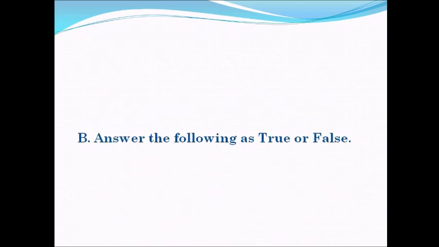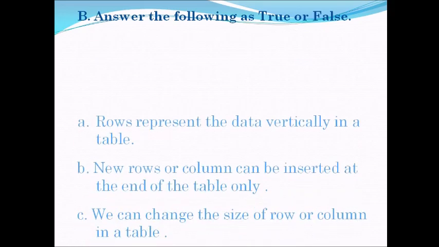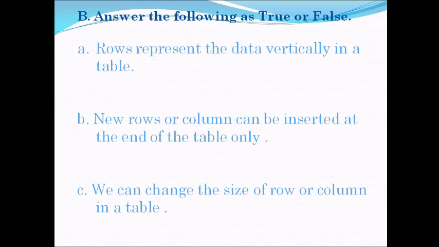Then next, second question, answer the following as true or false. The first, A: rows represent the data vertically in the table. The answer is false, because rows represent the data horizontally in the table. Then B: the new row or column can be inserted at the end of the table only. The answer is false, because the new row or column can be inserted at any position in the table.